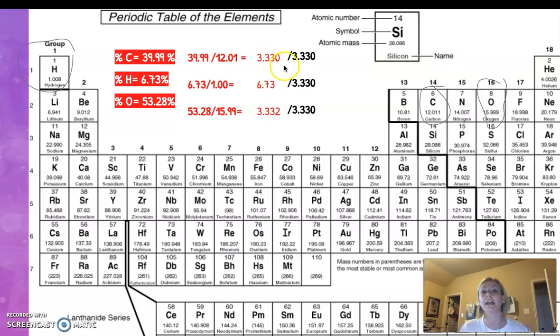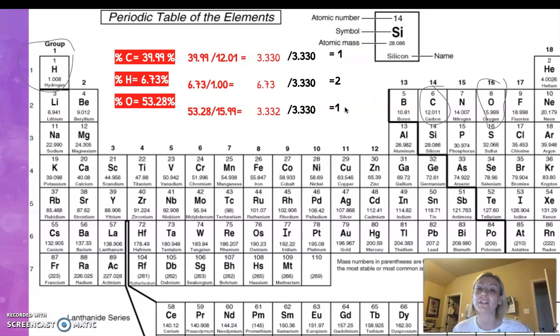So I've gone ahead and done that. I divided by 3.330. Then I divide this answer by 3.330. And I do the same thing for the last one. And when I end up plugging this into the calculator, I end up getting the answer 1, 2, and 1. And yes, you can round for these.